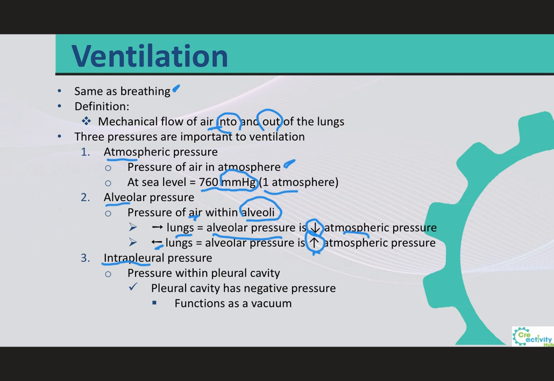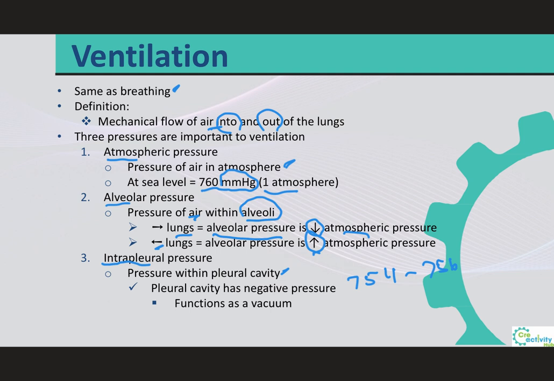And lastly, we have the intrapleural pressure, which is the pressure within the pleural cavity. Remember that the pleural cavity is going to be that space between the parietal and the visceral layers of the pleura. And there's going to be a small amount of intrapleural fluid present in this space. Now, the intrapleural pressure is always a negative pressure, meaning that it's always lower than the atmospheric pressure, ranging from about 754 to 756 millimeters of mercury during what we call normal quiet breathing.